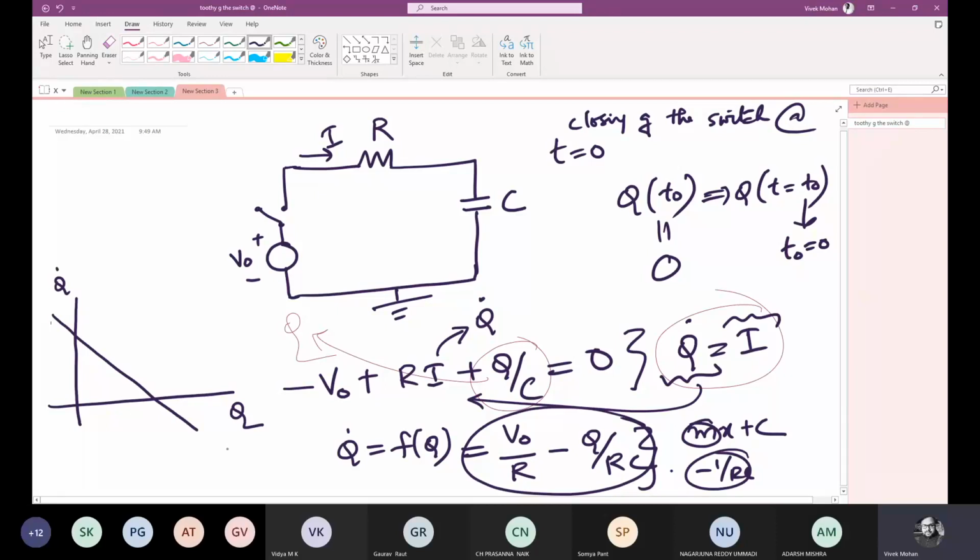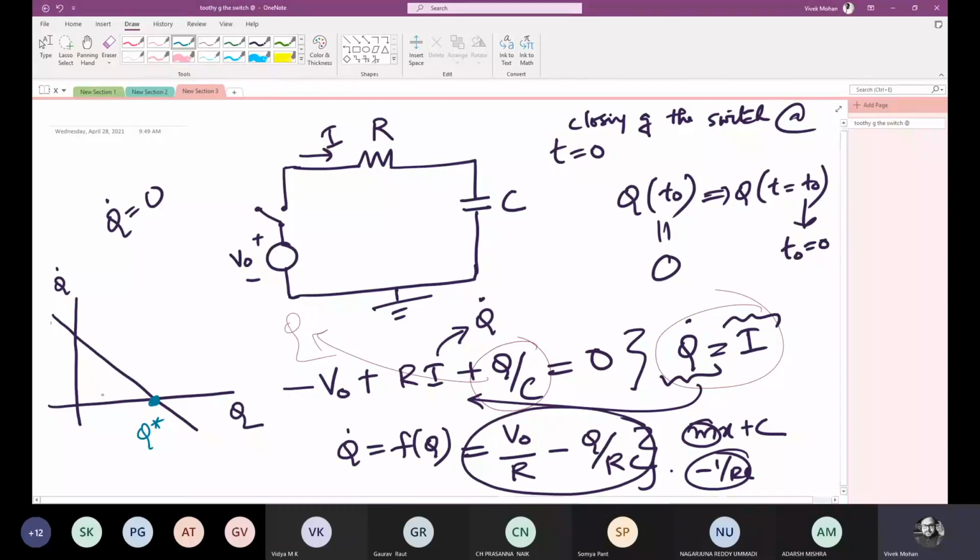Now, where is the fixed point here? Where is the fixed point? Anybody? CV not, sir. So q dot equals 0 is the fixed point, right? Where is that point? Here. Right, q dot equals 0. So this is q star. This is one equilibrium point, one fixed point. And we have to see whether this fixed point is stable or not.